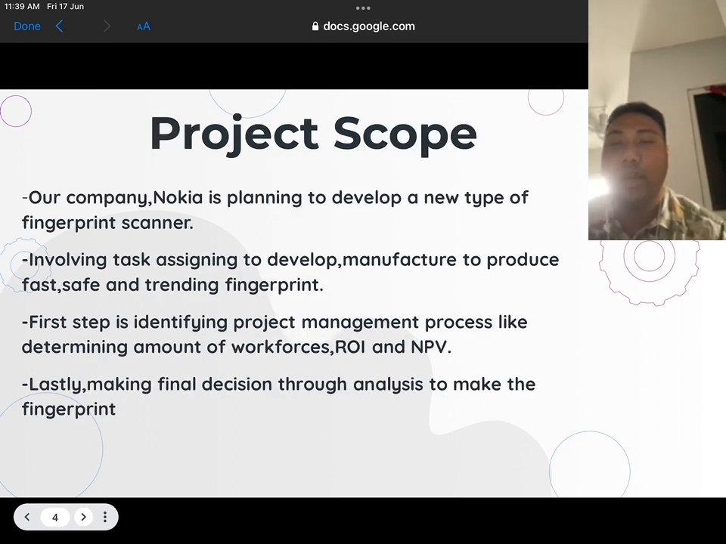So the project scope is our company Nokia is planning to develop a new type of fingerprint scanner. First, involving a task assigning to develop, manufacture, and produce a fast, safe, and trendy fingerprint. The first step is identifying project management process like determining amount of workforce, ROI, and NPV. What is ROI? ROI is rate of investment, and NPV is net present value. And lastly, the step is making the final decision through analysis to make the fingerprint.